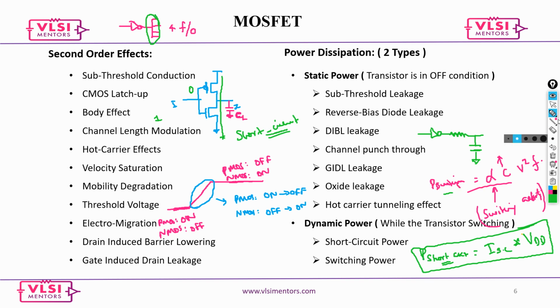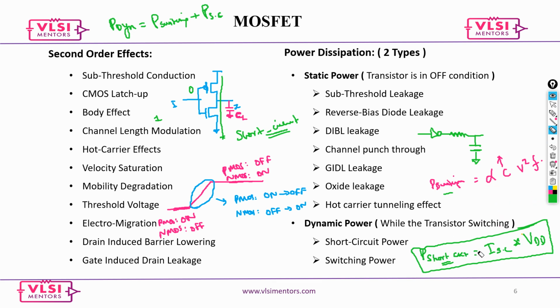Now, putting all the things together, what would be the dynamic power formula, or the equation? P dynamic is equal to P switching plus P short circuit. P switching is going to be alpha C V squared, whereas P short circuit is basically your short circuit current into voltage.